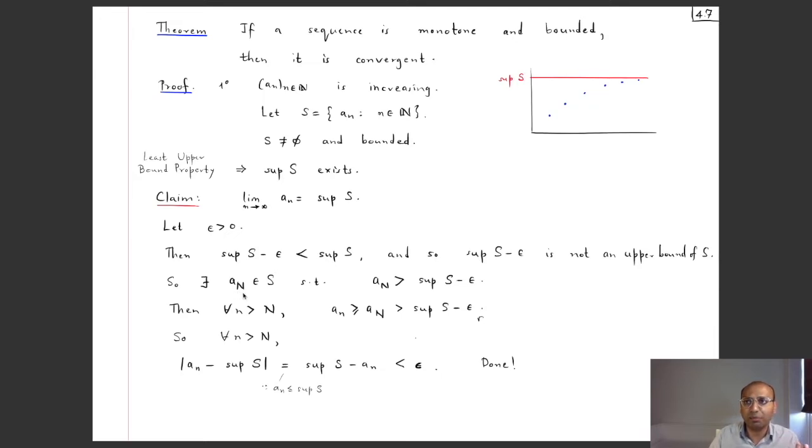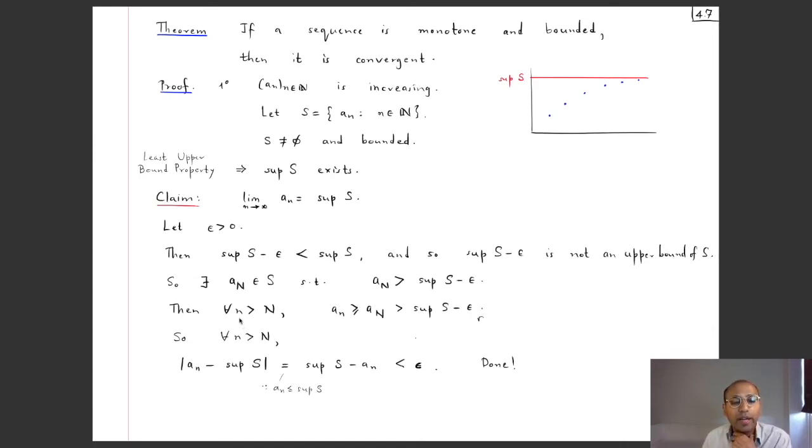There must exist some index capital N such that this term from that set, A capital N, prevents this number from being an upper bound. In other words, it's strictly bigger than supremum of S minus epsilon. Now, because we have this inequality, we will use it to show our desired conclusion.